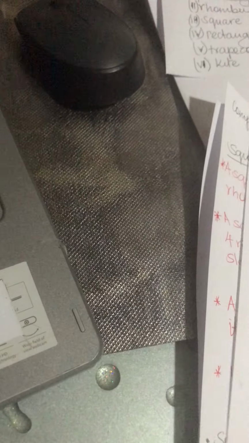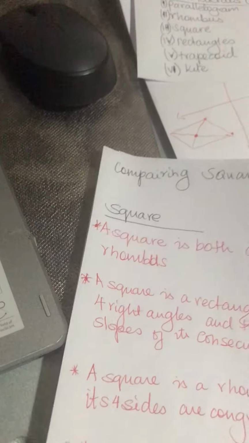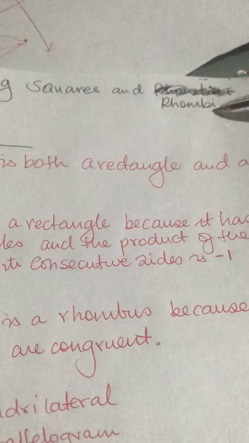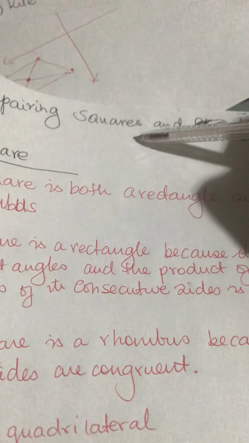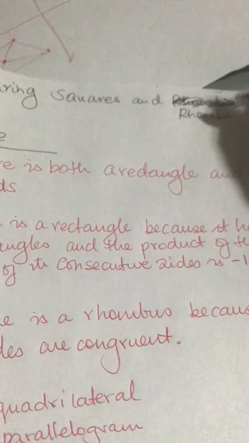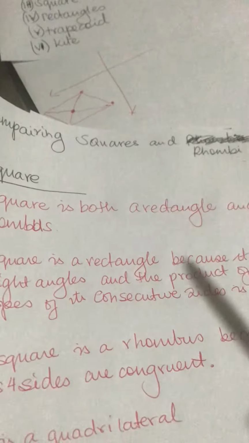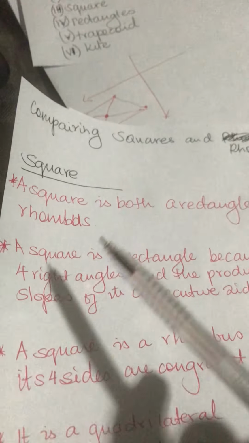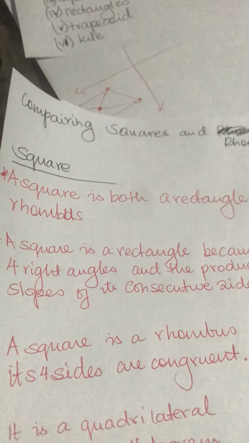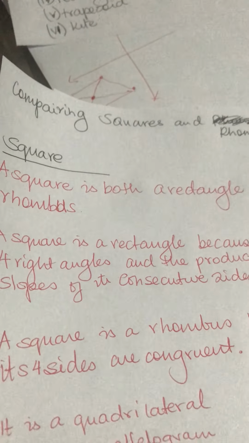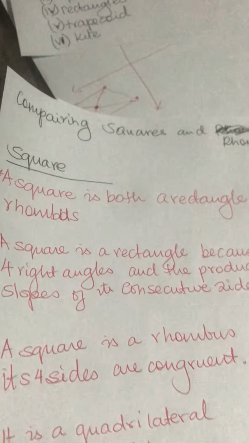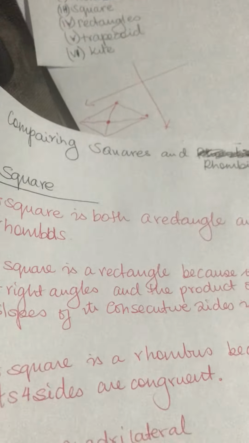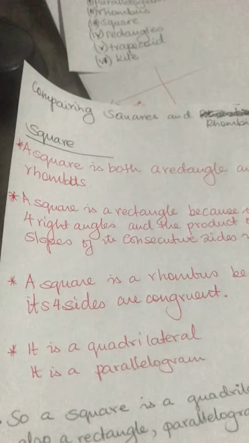Now, I want us to compare the squares and the rhombi. So what is a square? A square is both a rectangle and a rhombus. A square belongs to 2 groups. A square belongs in rectangle and also belongs in rhombus. That is very important. Now, I should have started with rhombus, but it's okay. I start with the square.